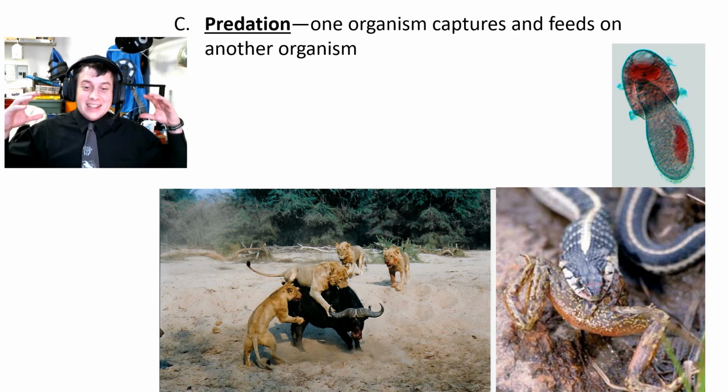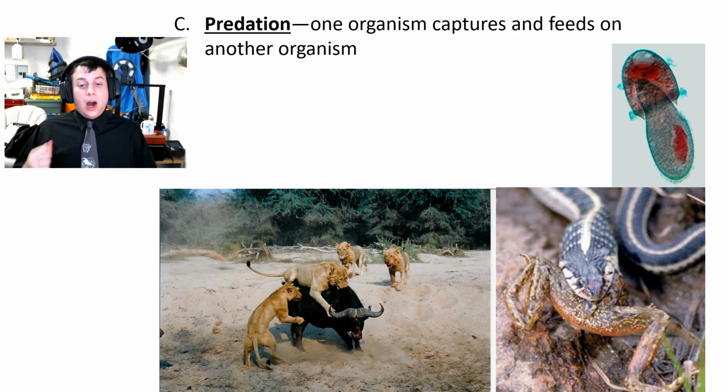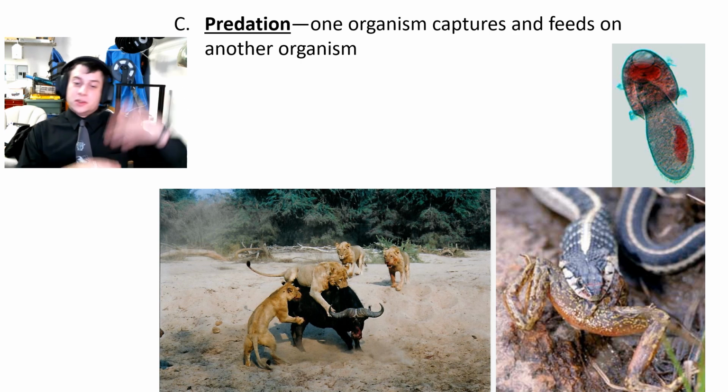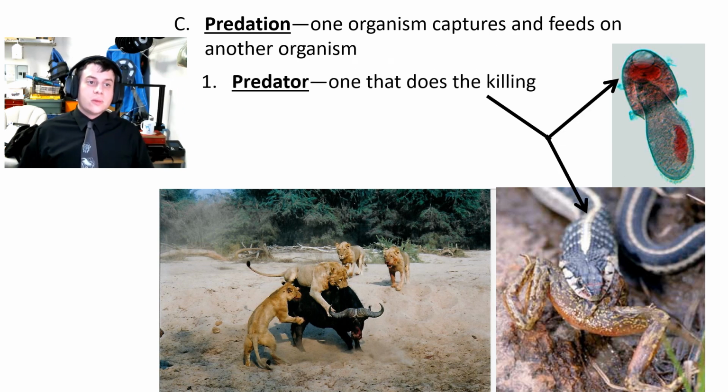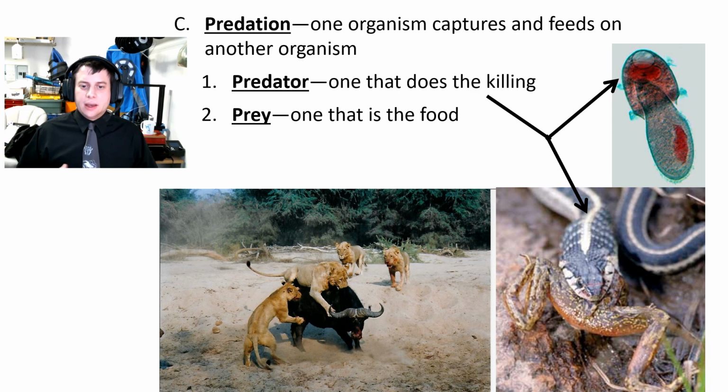But, I mean, come on, guys. This predation can go all the way down. Over there, I've got two single-celled organisms, and one is actually engulfing the other one and consuming it. Those are single-celled organisms, and there's still predation going on. So this happens at all levels of life organization. The predator is the one that's going to do the killing, whereas the prey is the one that's the food. So the predators are the lions, the snake, the engulfing protist, and the prey is the other protist, the frog, and the Cape buffalo.